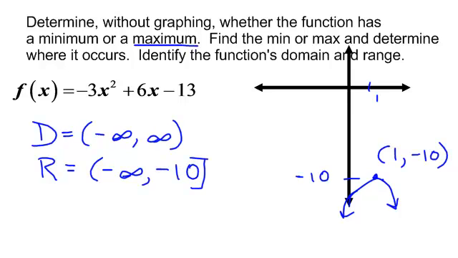So remember, if I'm looking for the maximum or minimum on a parabola, you're really just looking for the vertex. And if the parabola opens down, such as this one, it's a maximum value, it's a high point. If it opens up, then you're going to have a low point on your graph, which will be the minimum.